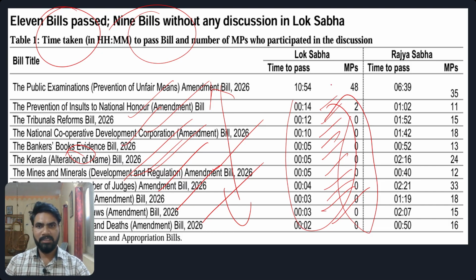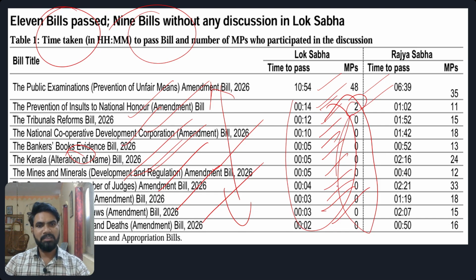On the Public Examinations Amendment Bill, 48 members have participated, and almost 11 hours were taken. But for the rest of the bills, take the Prevention of Insults to National Honor Bill, related to Vande Mataram: two members participated in the discussion, apart from the respective minister, and 14 minutes were taken.